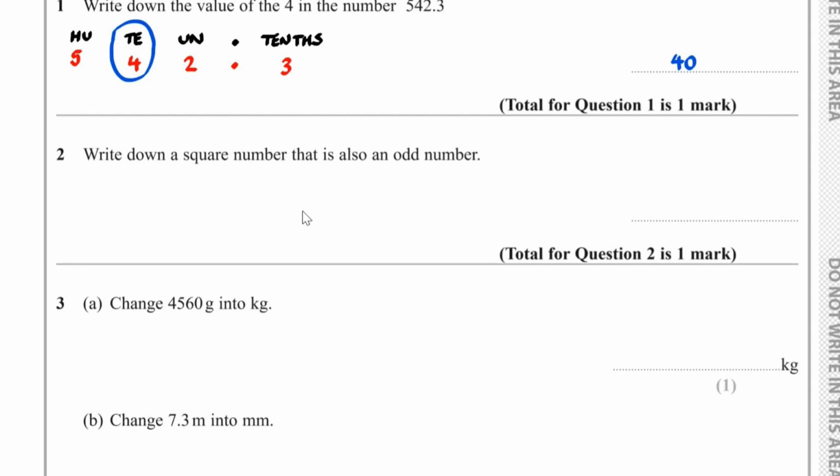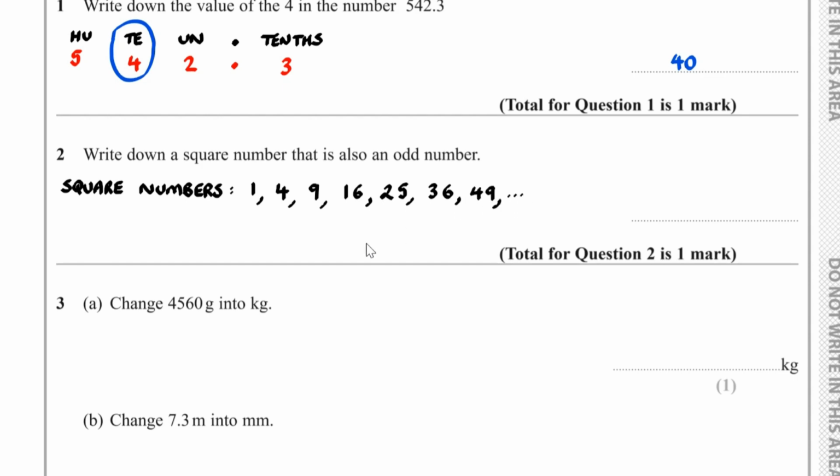Question number 2, we have to write down a square number that is also an odd number. Well, for the square numbers, we've got 1, 4, 9, 16, 25, 36, 49, etc. What we want is an odd number, so we could have the 1, the 9, the 25, the 49, so on and so forth. I'm going to write down 25.